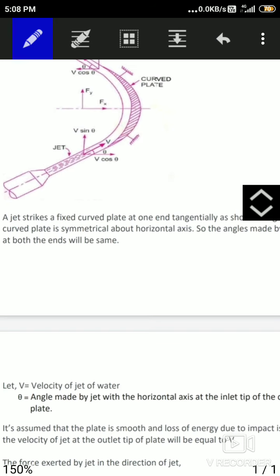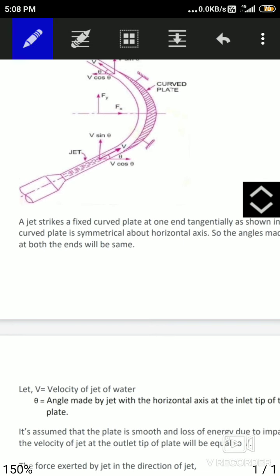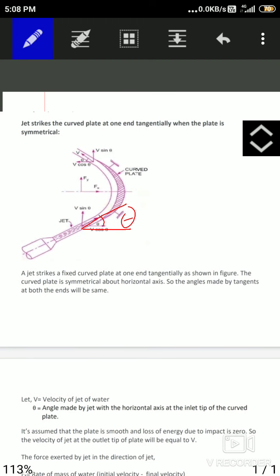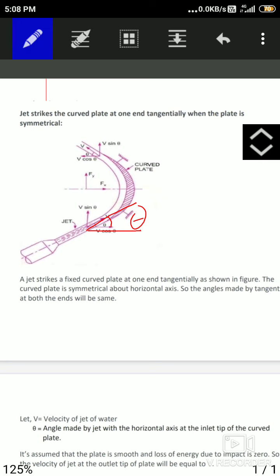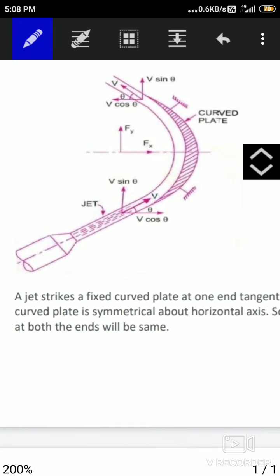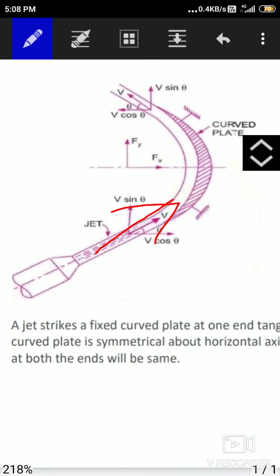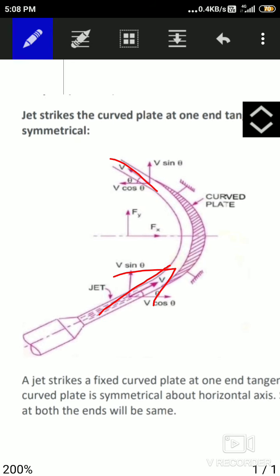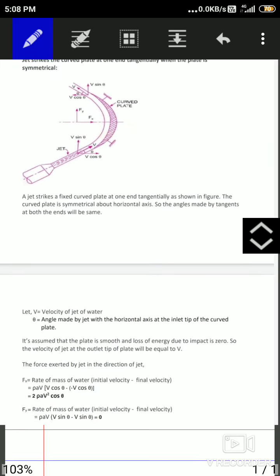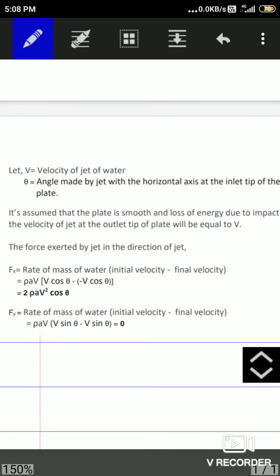So the surface of the plate at the inlet makes an angle theta with the horizontal axis. In other words, the jet strikes the plate at an angle theta. And similarly, the jet leaves the plate at an angle theta. Okay? So let's derive the expression for the force exerted by the jet.